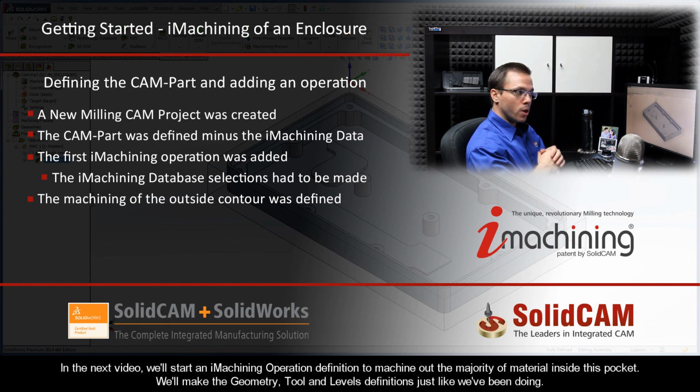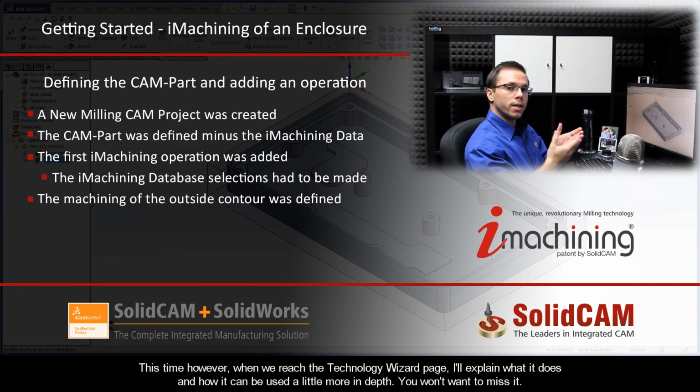In the next video, we'll start an iMachining operation definition to machine out the majority material inside this pocket. We'll make the geometry, tool, and levels definitions just like we've been doing. This time, however, when we reach the Technology Wizard page, I'll explain what it does and how it can be used a little bit more in depth. You won't want to miss it.